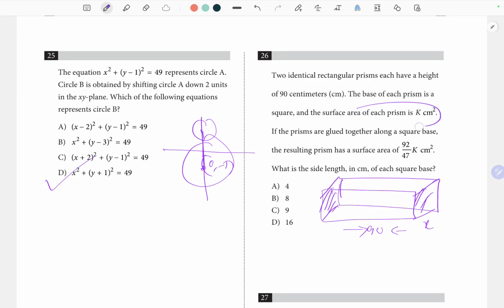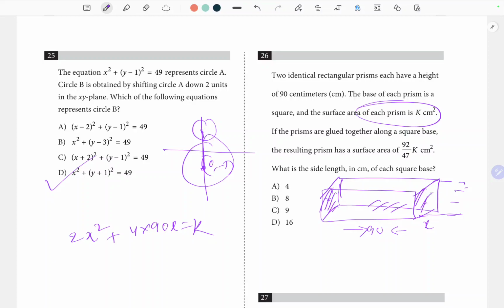Okay, surface area of each prism is k, so x square and x squared, 2x square here, and one face is 90 times x, so there are 4 faces, so 4 times 90x, which is equal to k. Okay, now if the prisms are glued together along a square base, the resulting prism, okay, so now one more square has been added here.